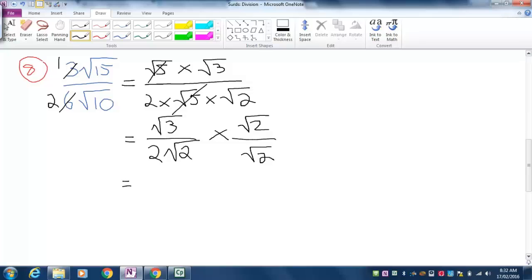Root 3 times root 2 gives me root 6 on the top. And then on the bottom I have 2 times 2, because root 2 times root 2 gives me 2. So 2 times 2 gives me 4, and that's my final answer for that one.